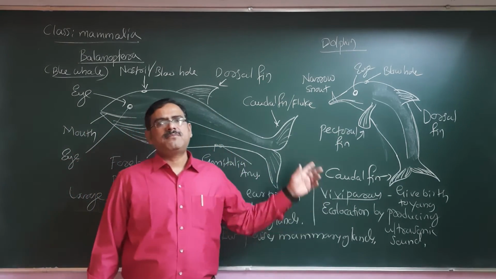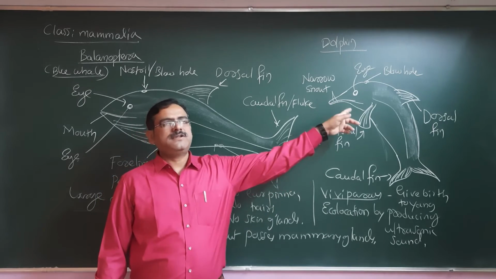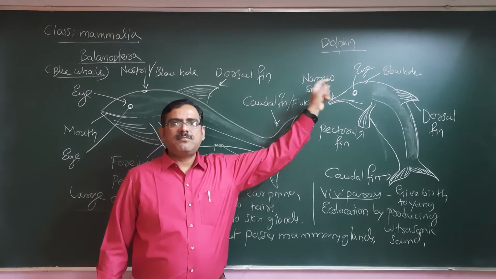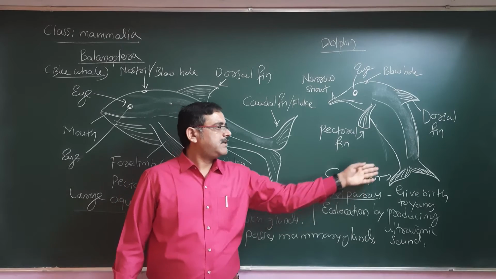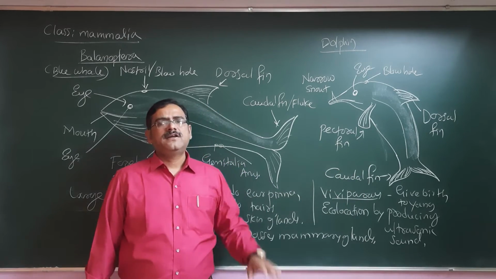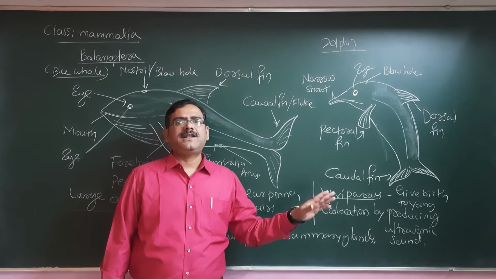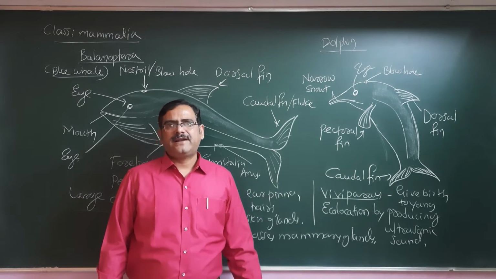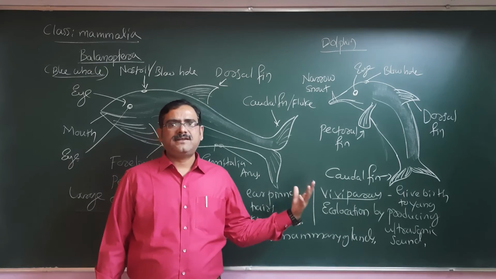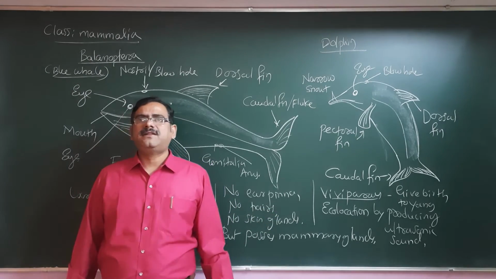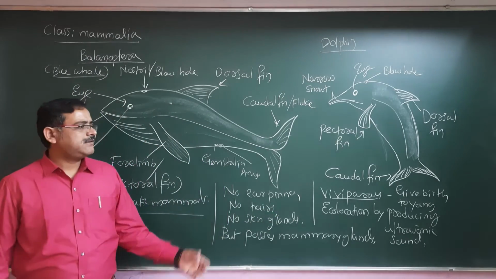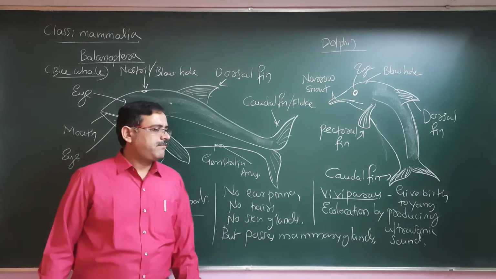And their forelimbs are modified into pectoral fins. They do have the dorsal fin, they do have the blowhole, and then yes, you find the caudal fin well modified. No body hairs, no ear pinna, no skin glands, but they have the mammary glands. So with these, yes, we can say that they are the active mammals, mainly the mammals dominating inside the water.